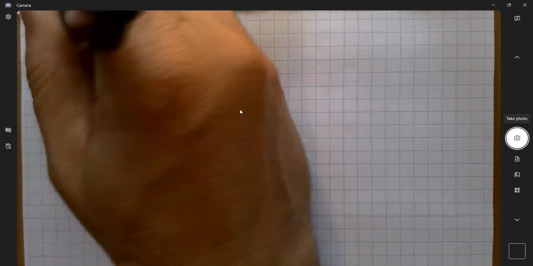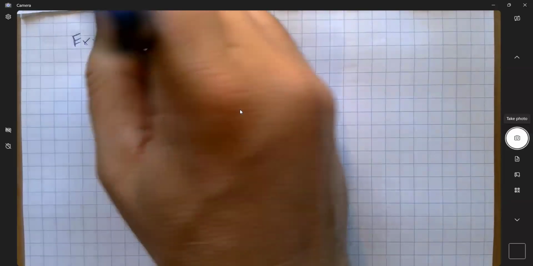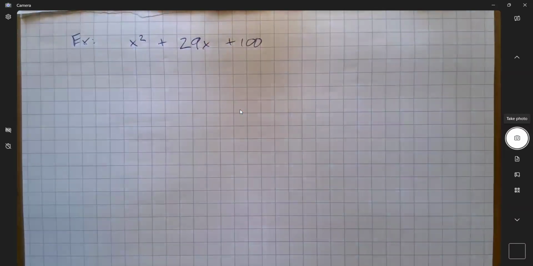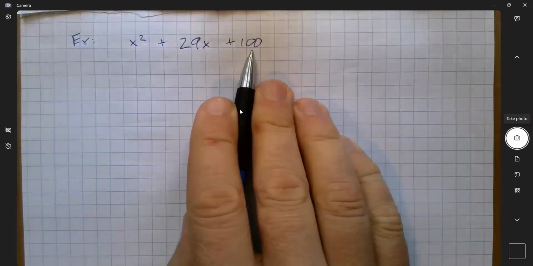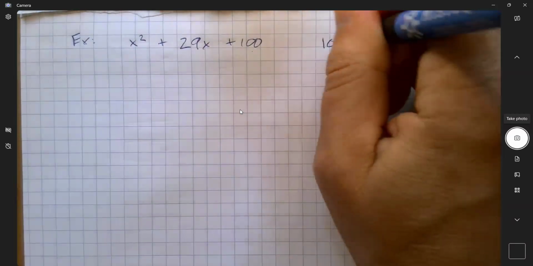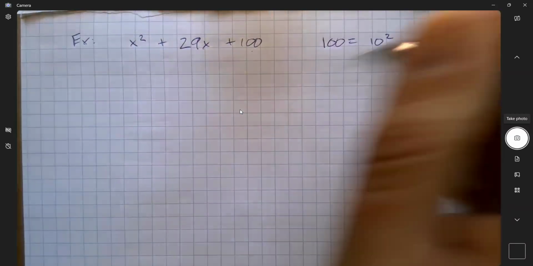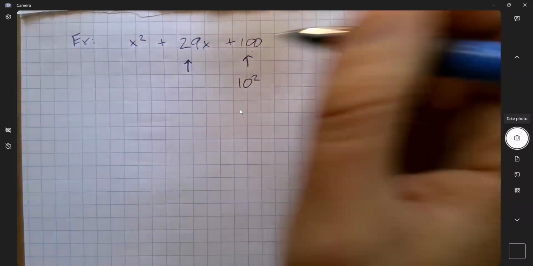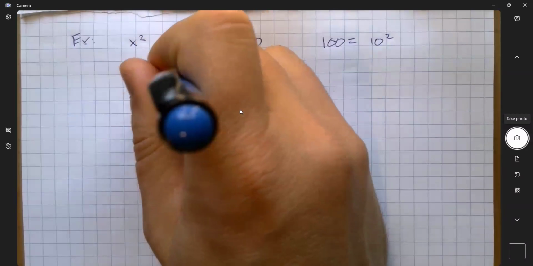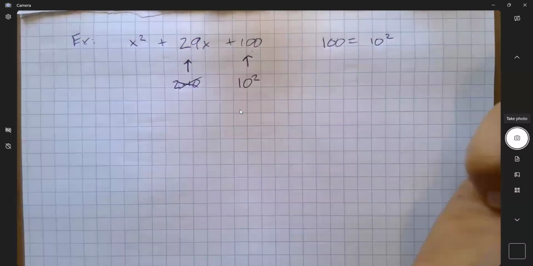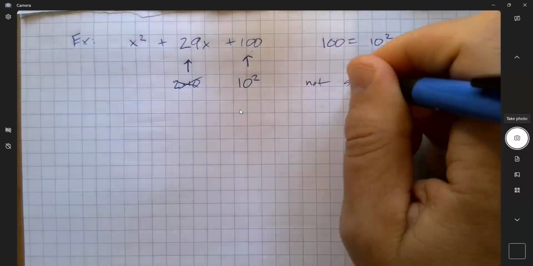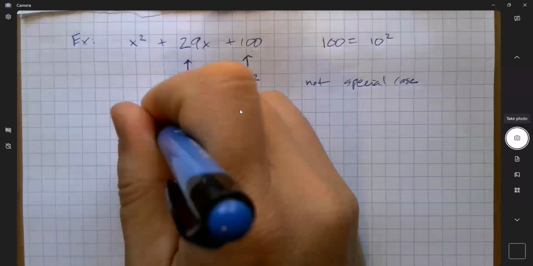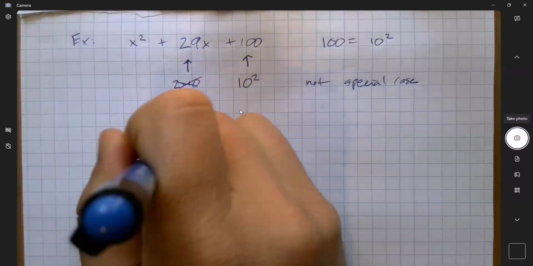All right, let's do another example. Let's look at x squared plus 29x plus 100. And first I check the constant and I say, okay, 100 is 10 squared. So maybe it's going to work out, but no, 29 is not 2 times 10. So this is not the special case, but that's okay because the box method we can use even when it's not a special case.